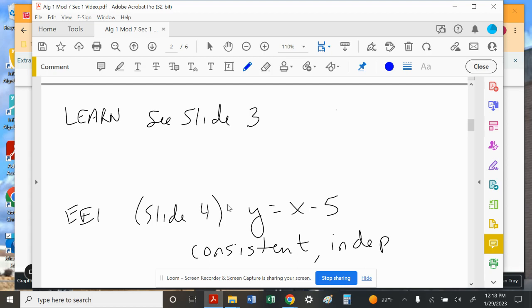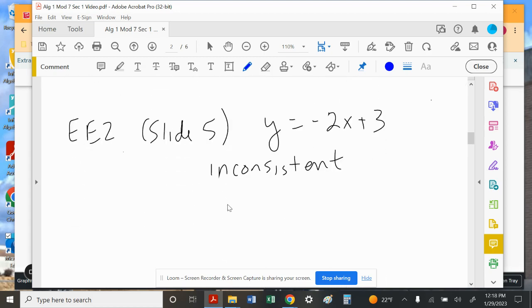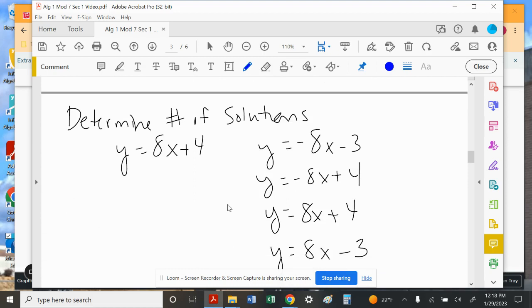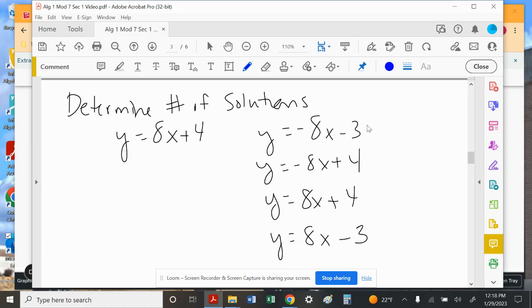And that's all we're going to go through on this particular page. The next thing we're going to do is start looking at equations and trying to determine how many solutions there are: one solution, an infinite number of solutions, or no solution.